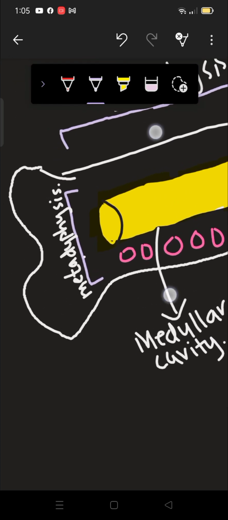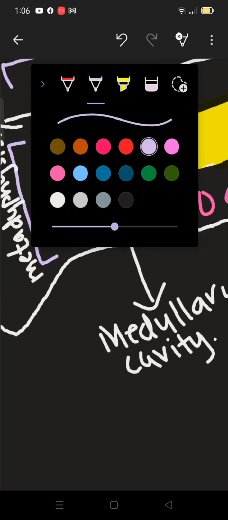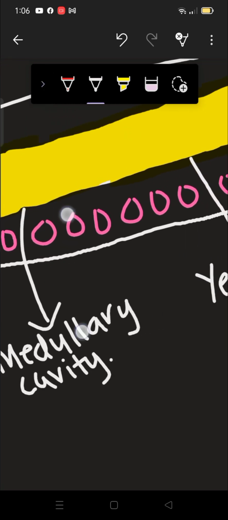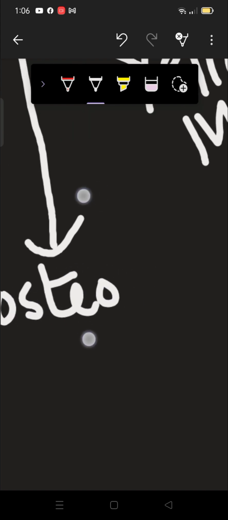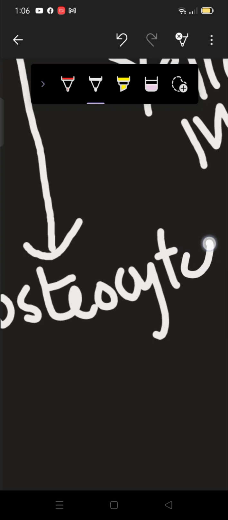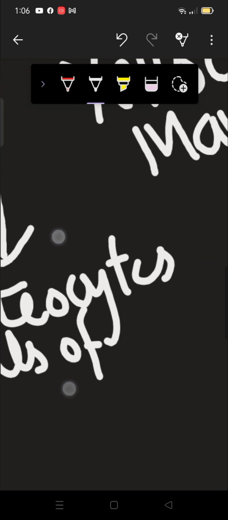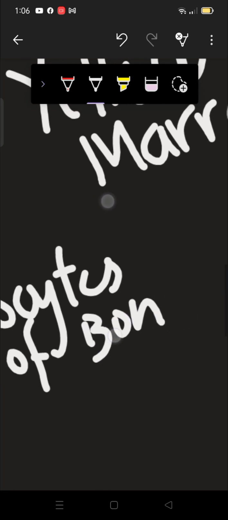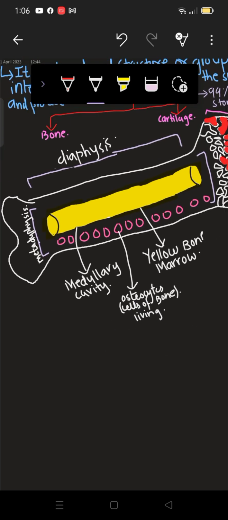Alright, so these are the cells of bone which are known as osteocytes, and these are living. These are known as osteocytes, which are the cells of bones. Cells of bone. And these are living, alright? Living cells. Living. Alright?